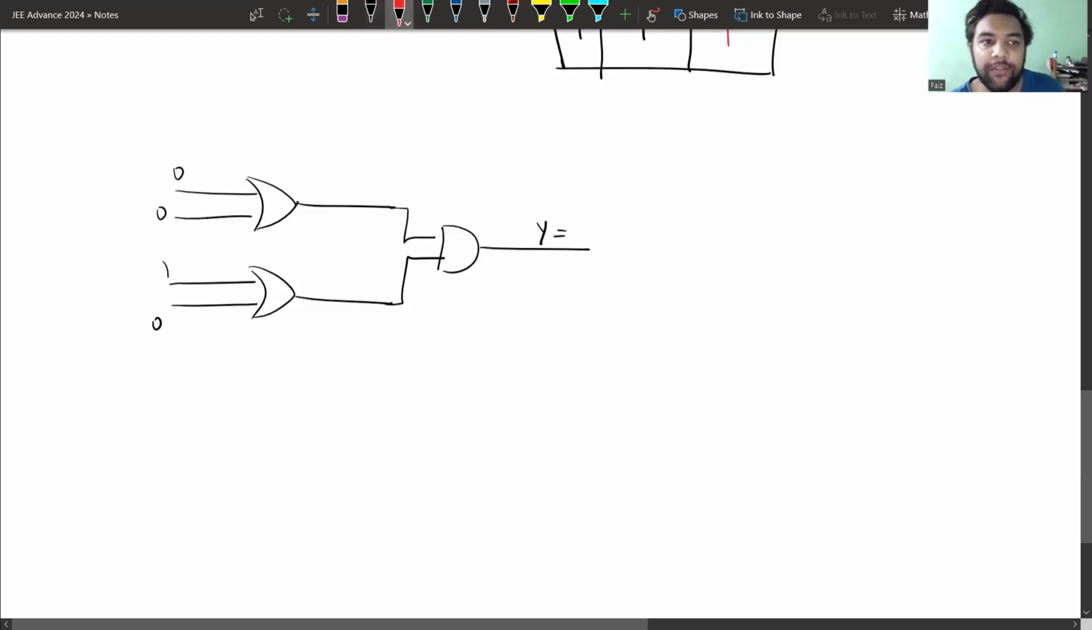So let me solve it for you. 0, 0. Which gate is this? I'll write it down here. This is AND gate, right? Sorry, not AND gate. This is OR gate.